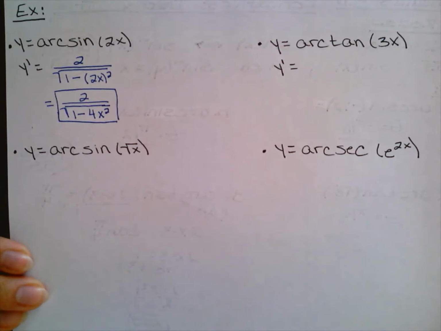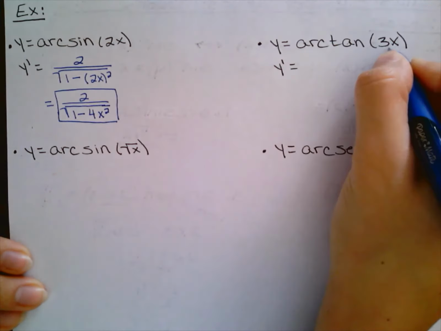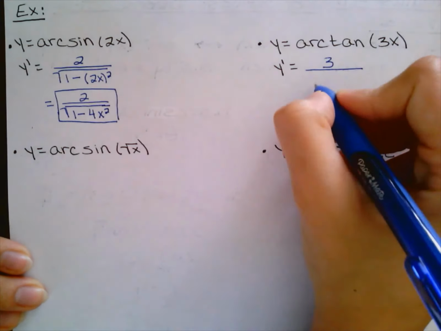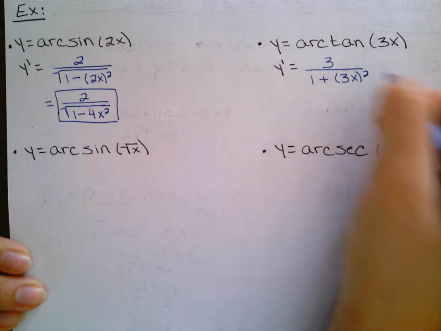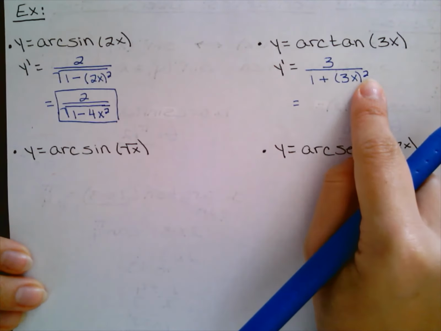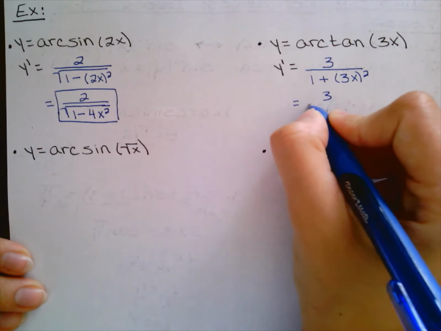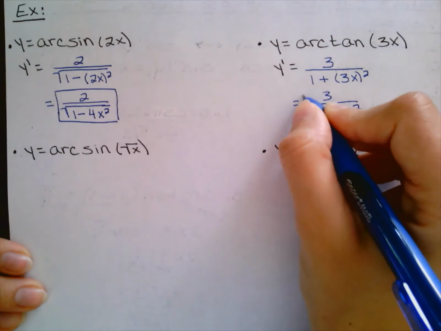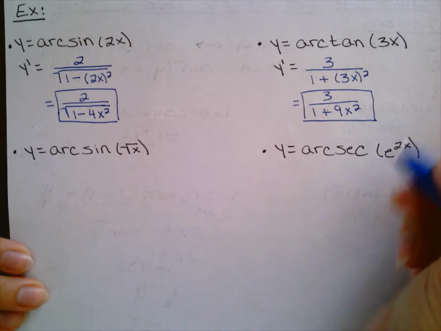All right, let's move on to arctangent. Here's my u, it's 3x. So y prime is u prime, derivative of 3x is just 3, over 1 plus u, which is 3x, squared. And as I said before, you can imagine that 3x squared is going to be an option on the multiple choice, and it would be incorrect. That squared needs to go to both of them. So it is 3 over 1 plus 9x squared. The entire u function has to get squared.